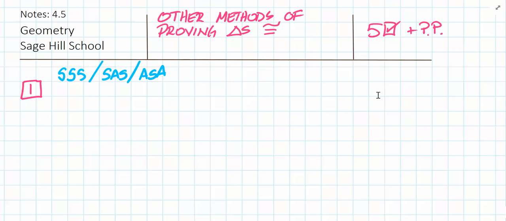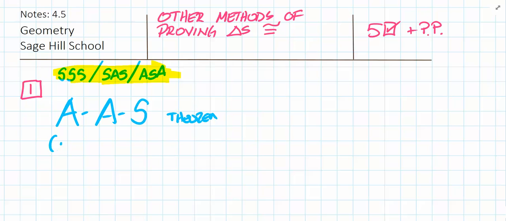So far, these are the three ways that we can prove triangles are congruent. We've gone side, side, side; side, angle, side; and angle, side, angle. I'm going to give you two more right now to round out all five ways that we can prove two triangles are congruent. The next one is called the angle, angle, side theorem.